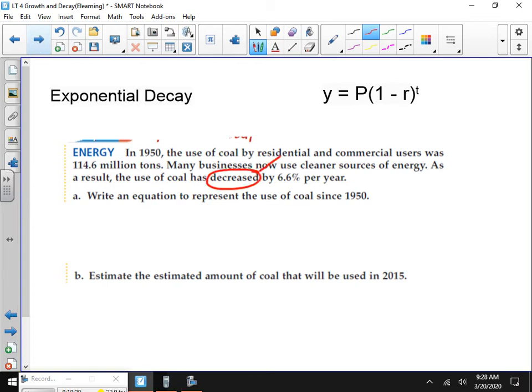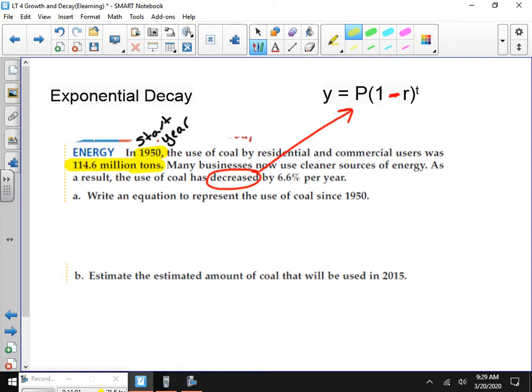So let's pick out some pieces of information. First, I have 1950. Now, that's not my T, but that is the start year. So let's put start year next to it. Okay, we started in 1950. Then the next piece of information they give me is 114.6 million tons. Remember, you want to write this highlighted information down and label it just like I did. Okay, so you should have 1950 on your paper with start year next to it. And you should have 114.6 million tons with a P or initial amount next to it, because that's what we started with.